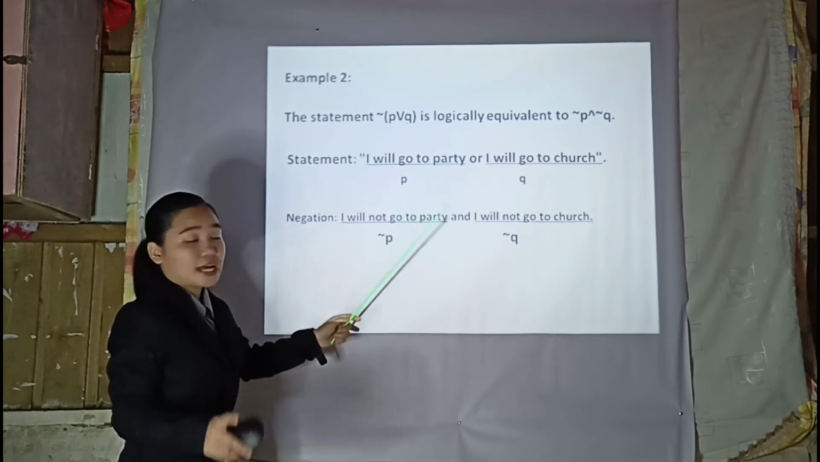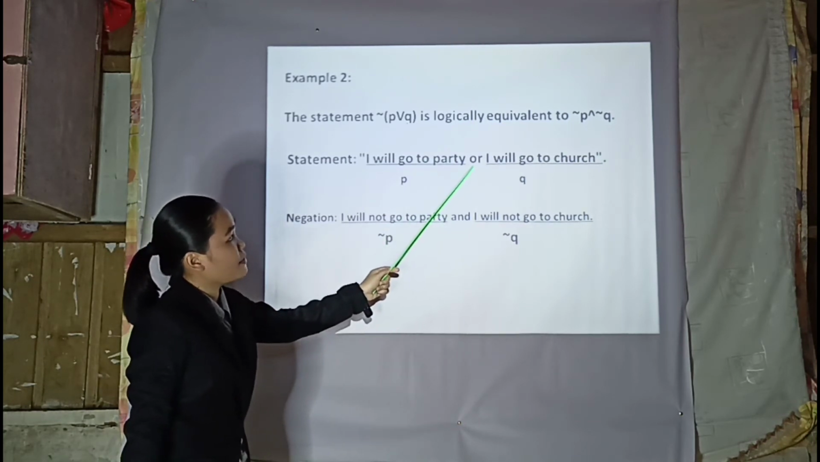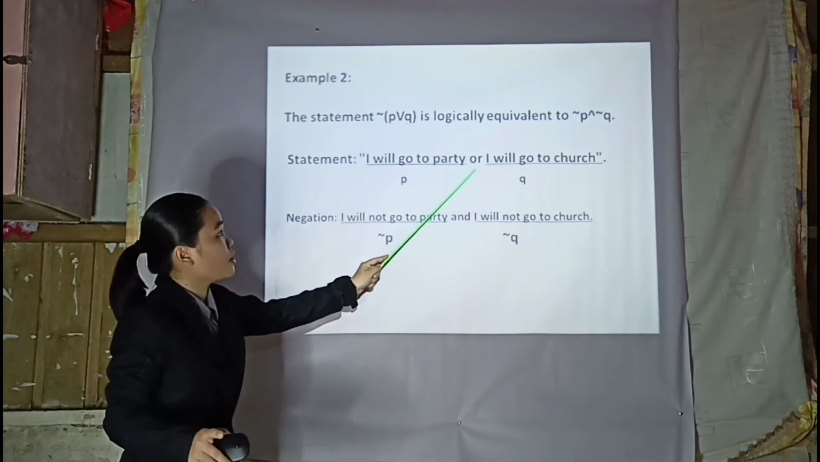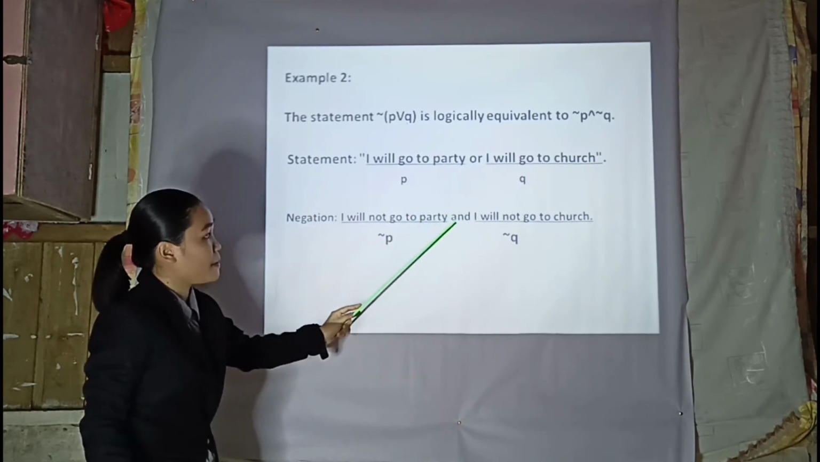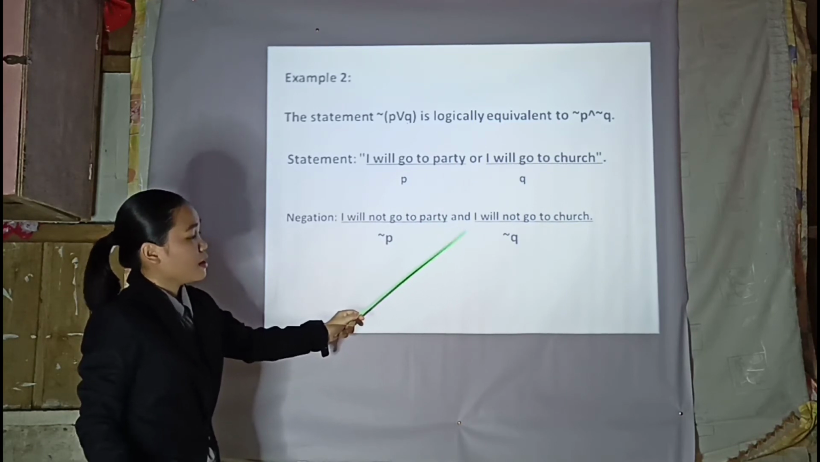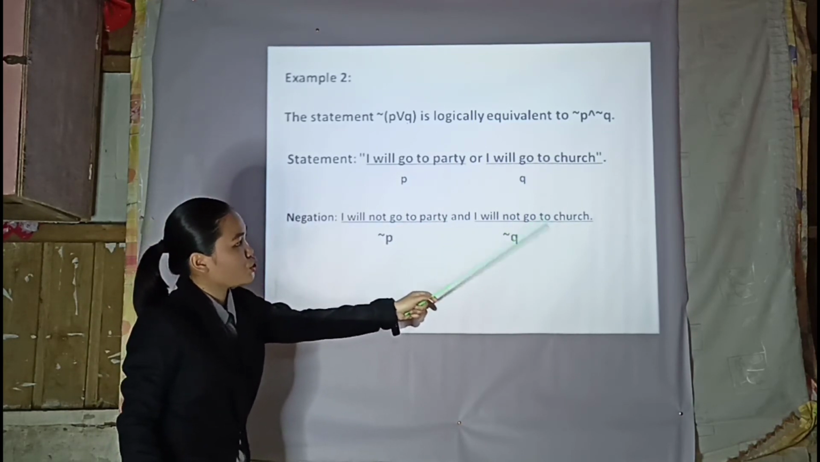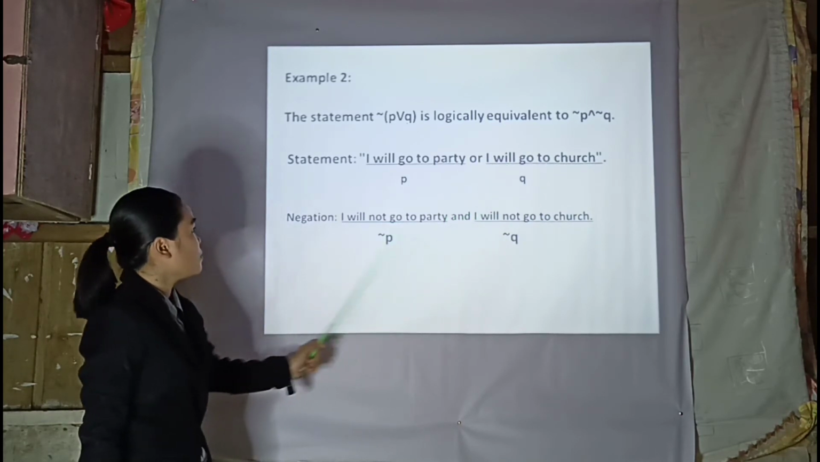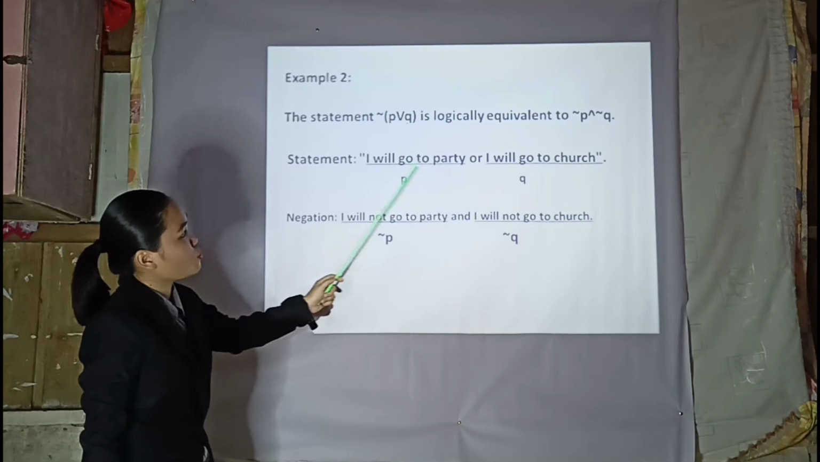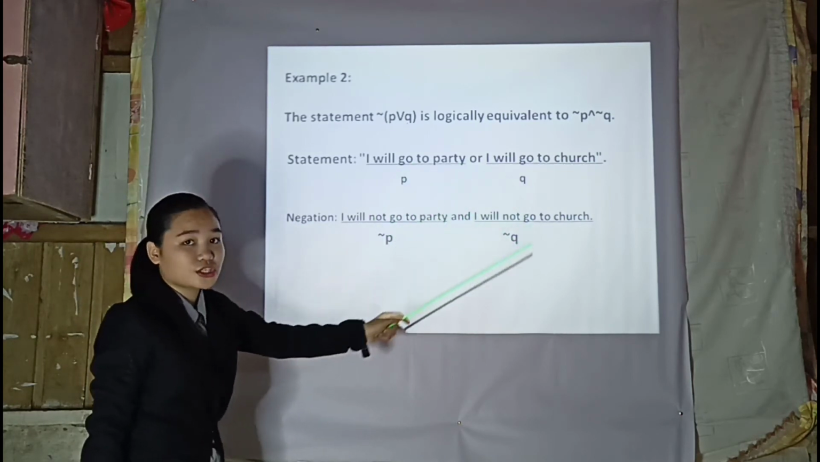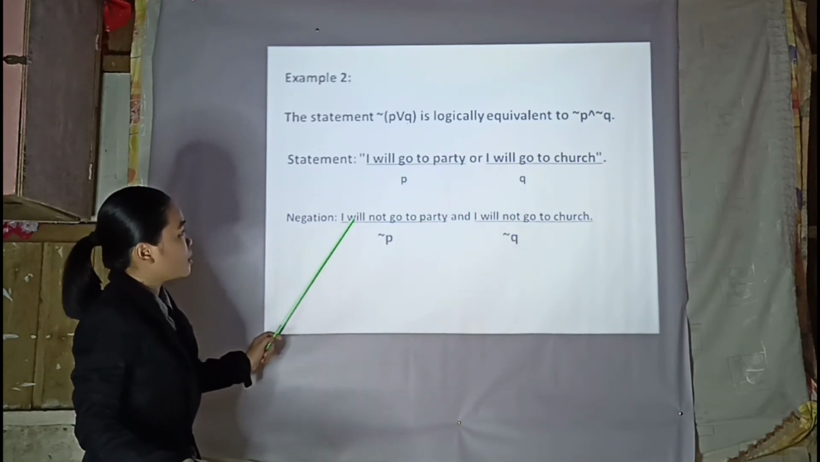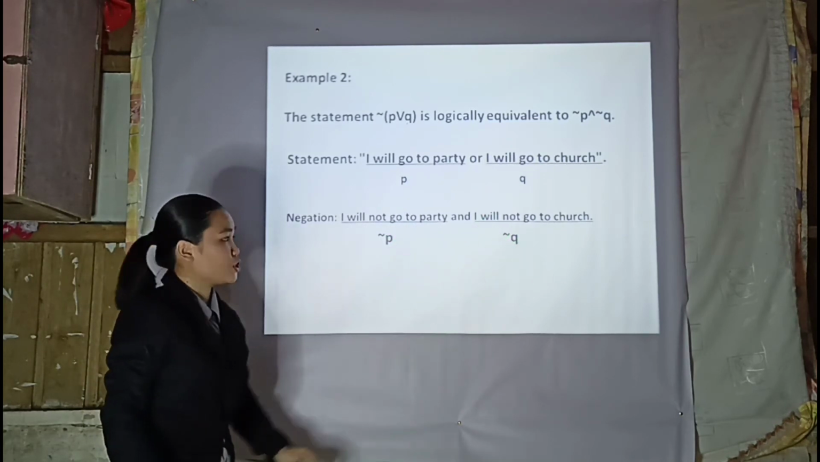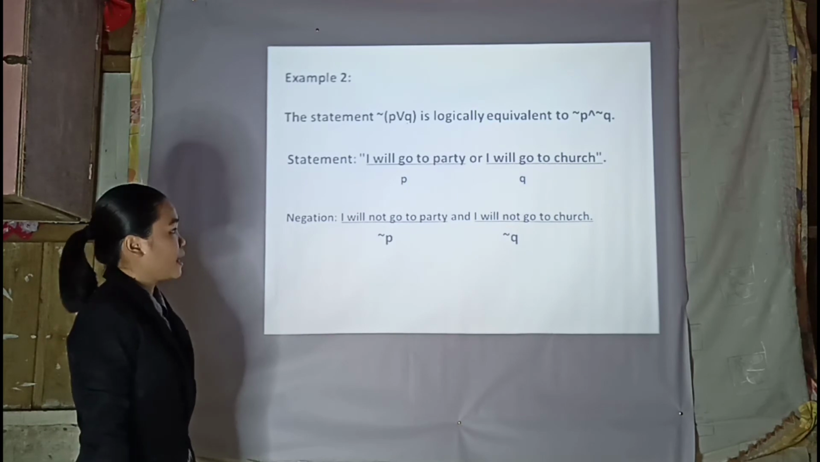And we will use and because the logical connective here is or. And if the statement uses or, in the negation it will become and. I will not go to church for the negation of Q. So, from the statement, I will go to party or I will go to church, the negation is I will not go to party and I will not go to church. Okay, let's proceed.